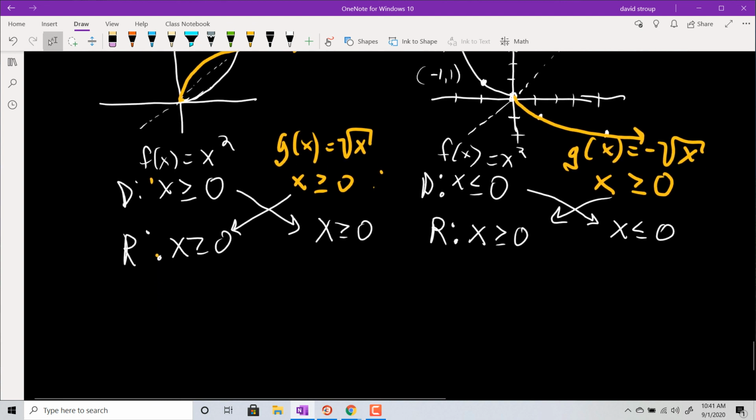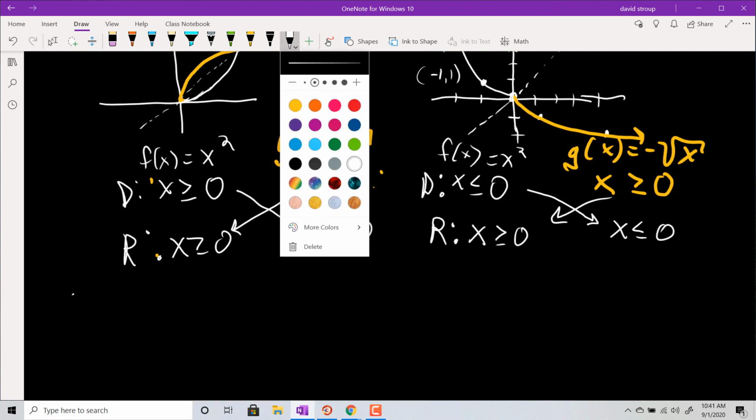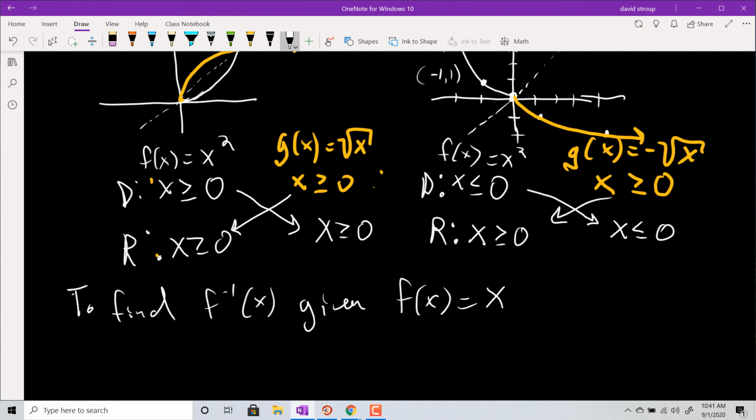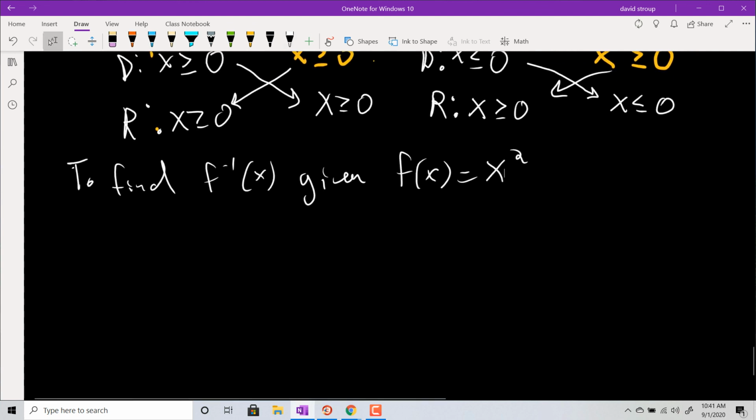So the problem is then finding that inverse function. So if you start with f of x equaling x squared, to find this f inverse of x, there's kind of an issue going on with the solution, right? So you start with y equals x squared, and then you swap the variables. You get x equals y squared.